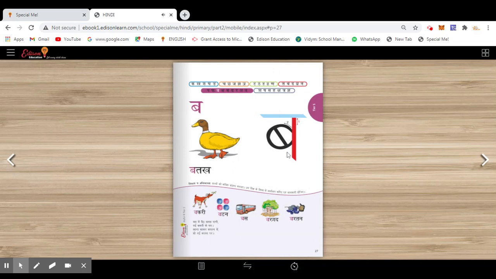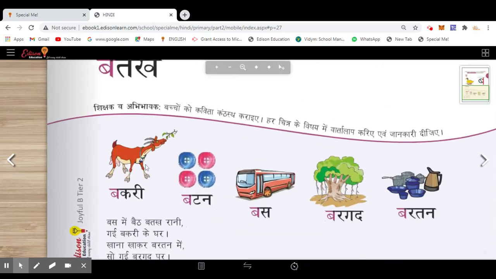व्यंजन ब. कौन सा व्यंजन है ये? व्यंजन ब. ब से बतख. ब से बकरी. नेक्स्ट, क्या है ये? ब से बटन. जब हम शर्ट पहनते हैं तो हमारी शर्ट पर क्या लगा होता है? बटन. ब से बटन. नेक्स्ट, ब से बस.